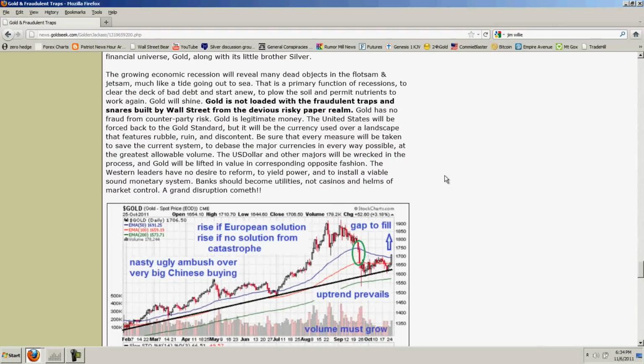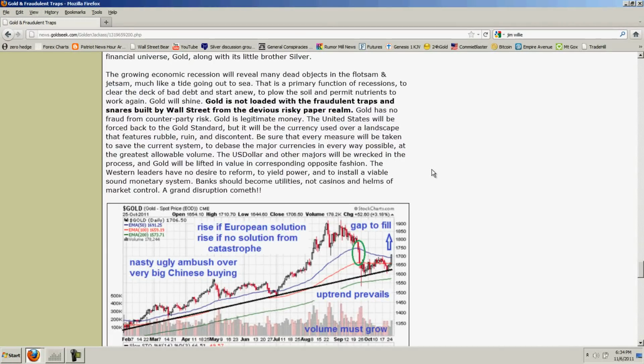Gold has no fraud from counterparty risk. Gold is legitimate money. The United States will be forced back to the gold standard, but it will be the currency used over a landscape that features rubble, ruin, and discontent. Be sure that every measure will be taken to save the current system, to debase the major currencies in every possible way at the greatest allowable volume.